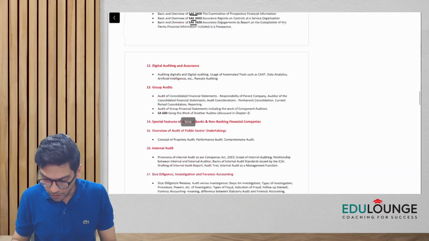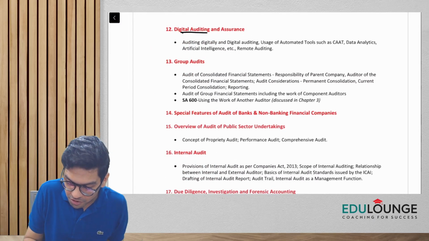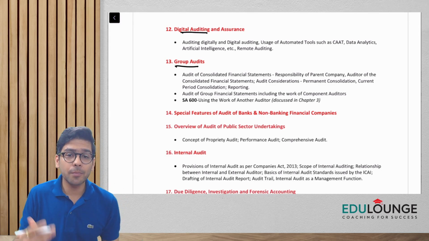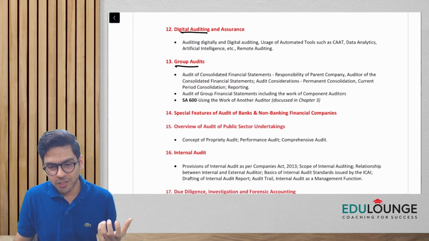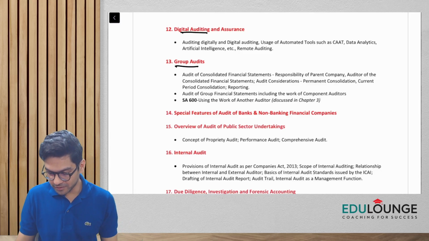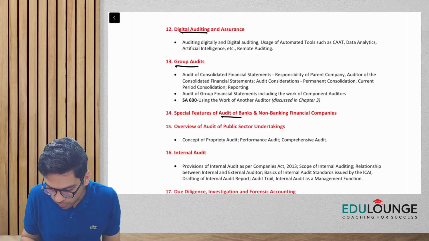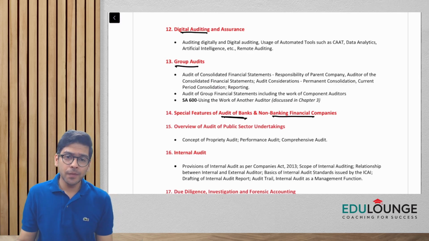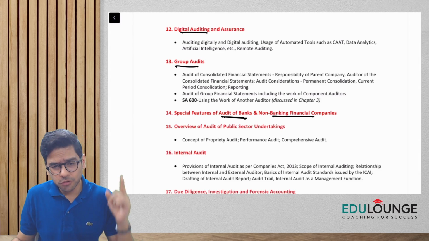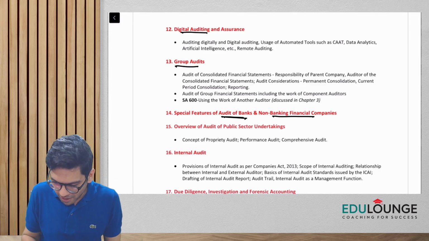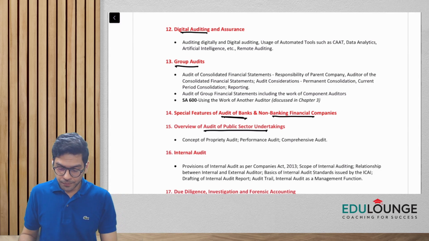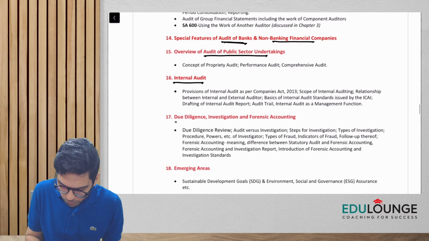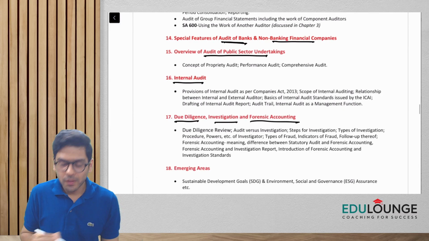So chapter number 12, newly incorporated, is about digital auditing and assurance. Then group audits, this is nothing but audit of consolidated financial statements, CFS. Then we have the auditing of banks, also non-banking financial companies. This was there in the old course also. Group audit was there in the old course. Then we have audit of public sector undertakings. We are going to learn some aspects of internal audit. Then the concept of due diligence, investigation, and forensic audit.